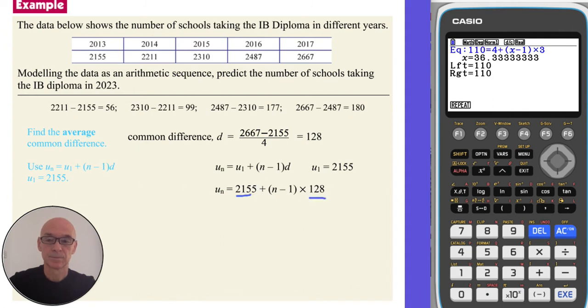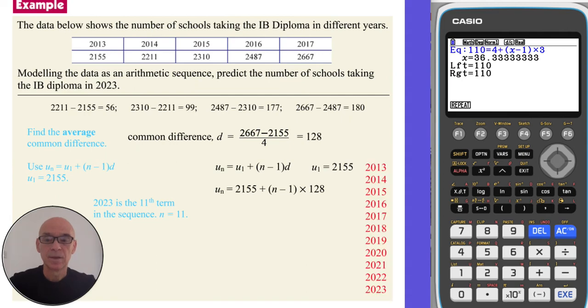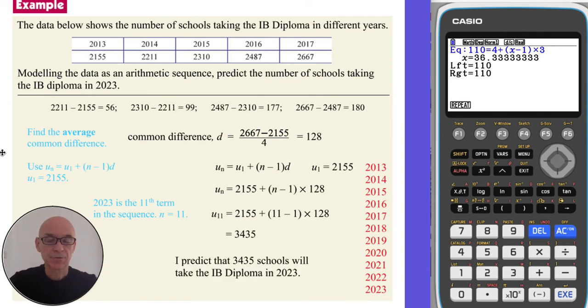Then to make our prediction, we identify that 2023 is the 11th term in the sequence. If you're not sure, you can list them out as shown. So we need to substitute n equals 11, to get our required value. So I predict that 3,435 schools will take the IB Diploma in 2023.